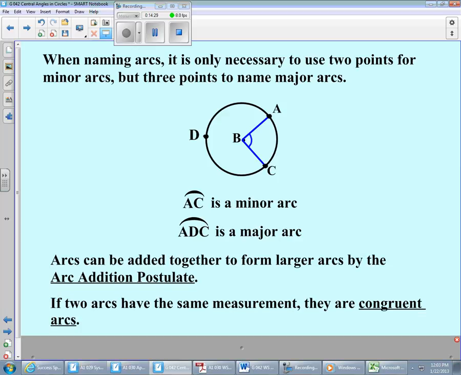And a little bit of vocabulary that still holds true as well is the idea of congruence. If 2 arcs have the same measurement, then they are called congruent arcs.